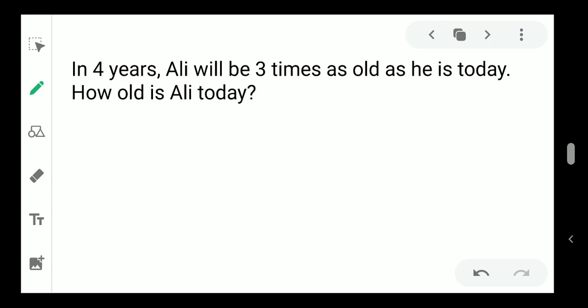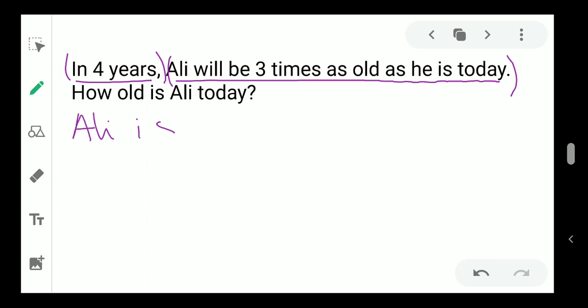So it's basically very simple. See, in 4 years, Ali will be thrice as old as he is today. So basically there are two conditions but hidden. What? In 4 years, that is one, and Ali will be 3 times as old as he is today. So let's say Ali's age is x years old.